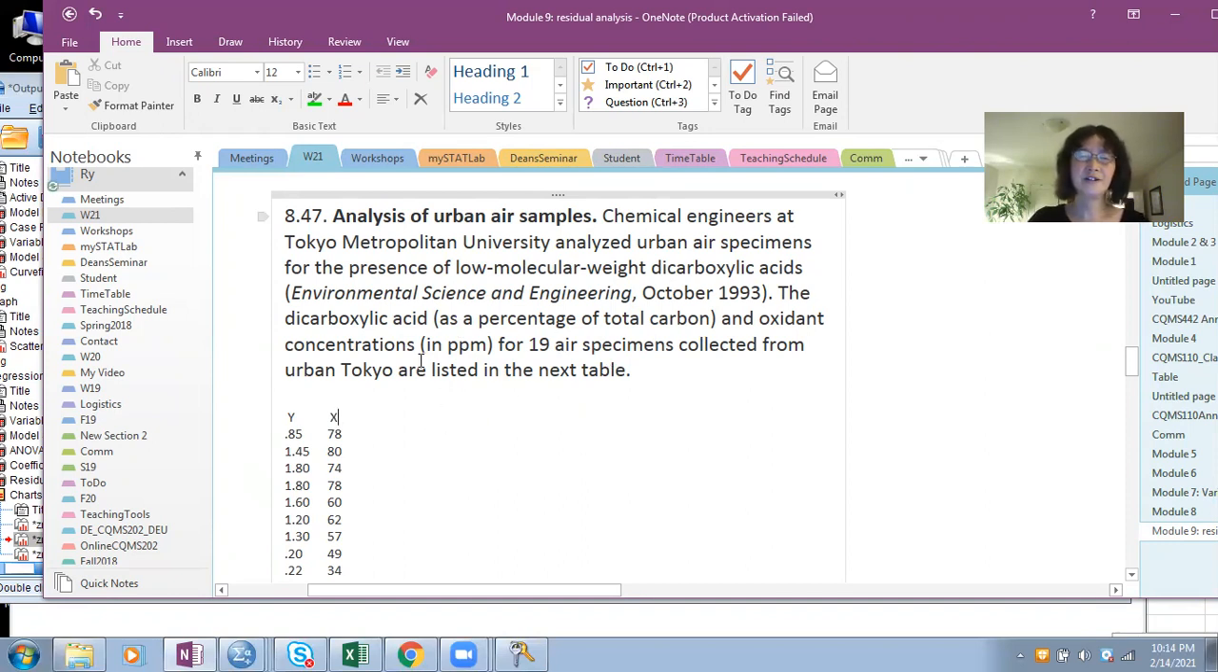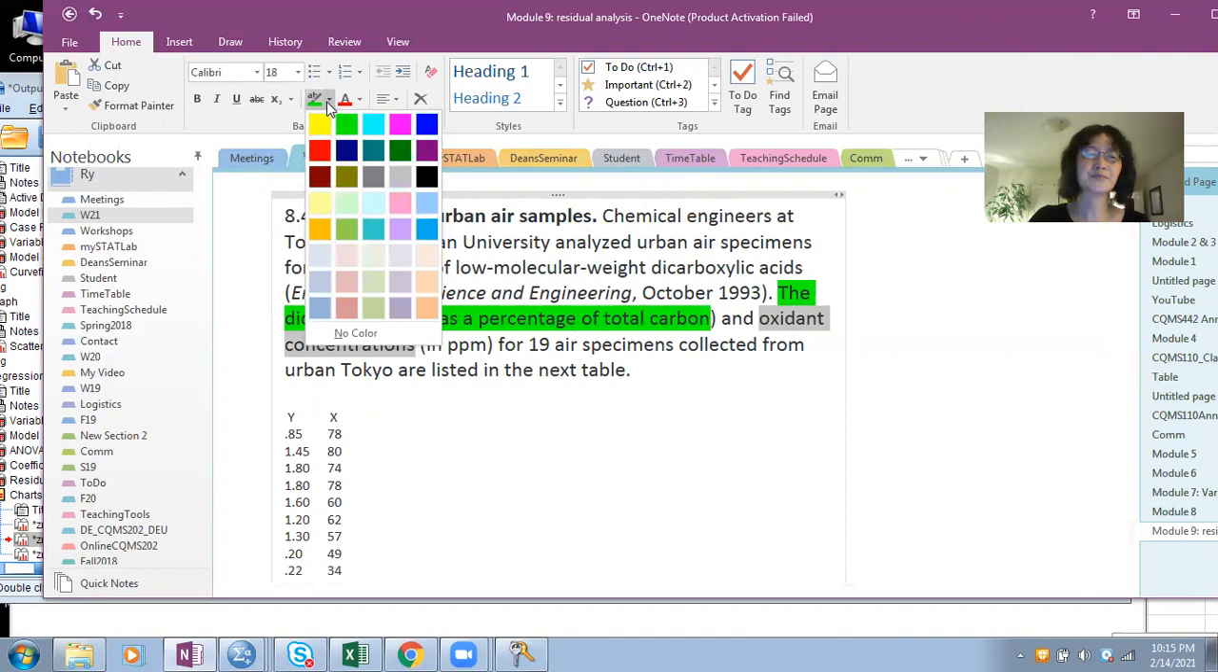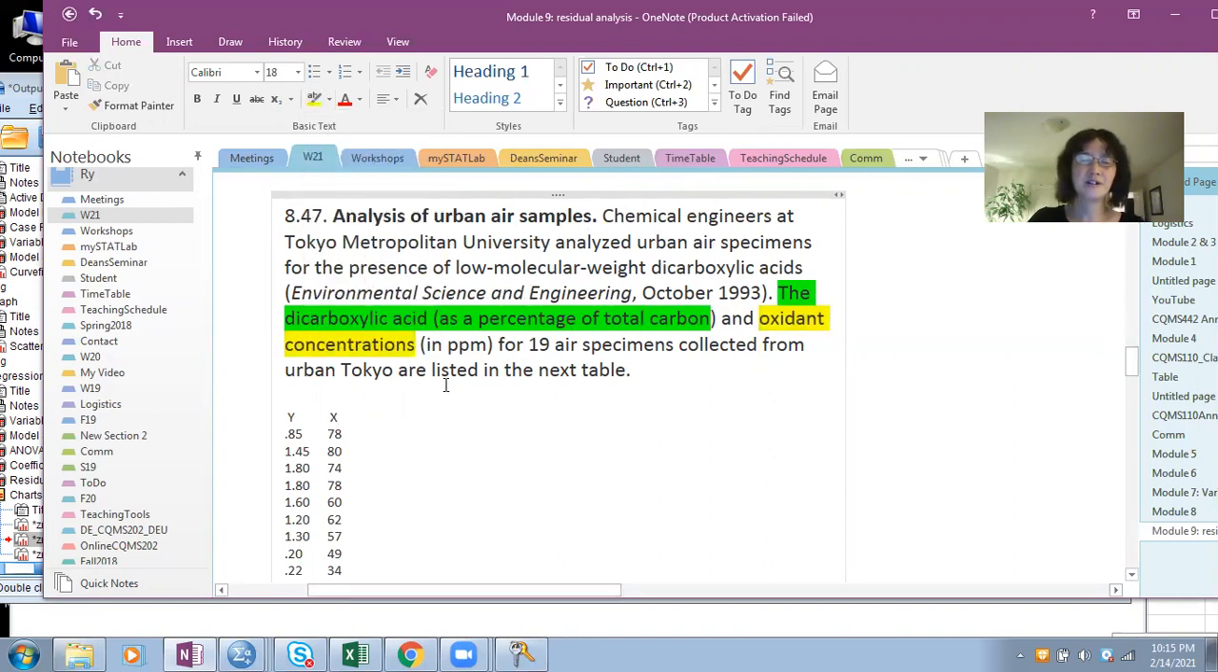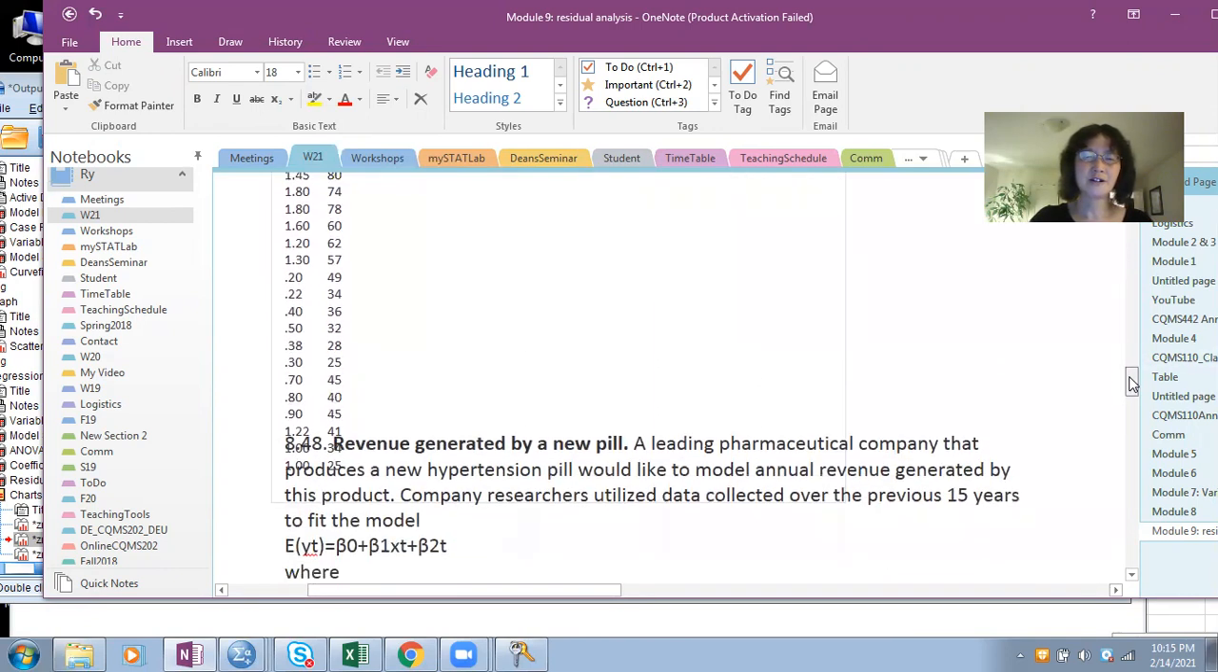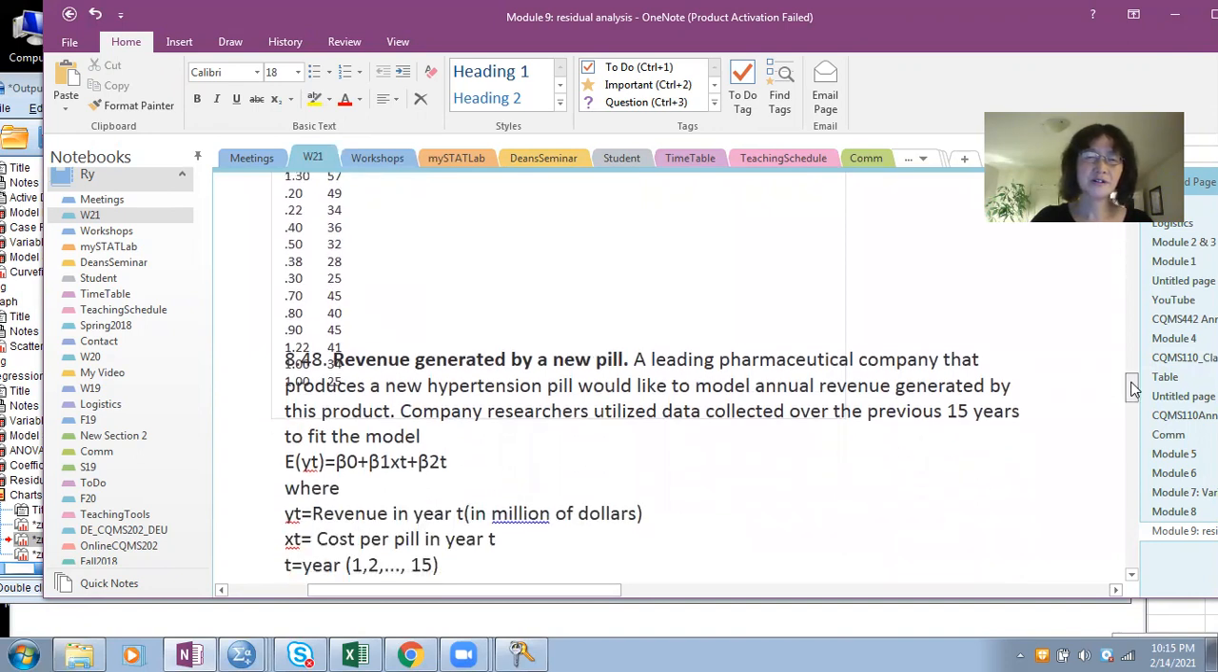So here we have the Y variable. What is Y? The percentage of total. This one is the Y variable. And the oxidant concentration is X. So this one is X. So this is the raw data. What is the question here?